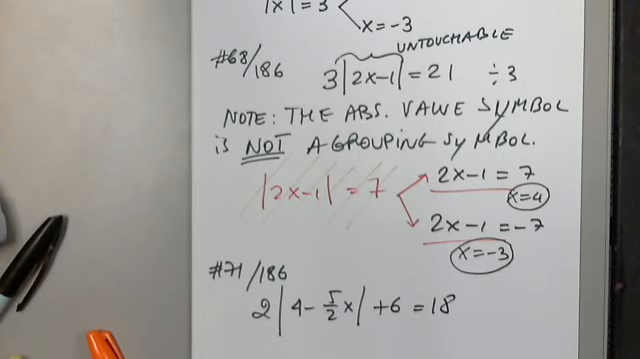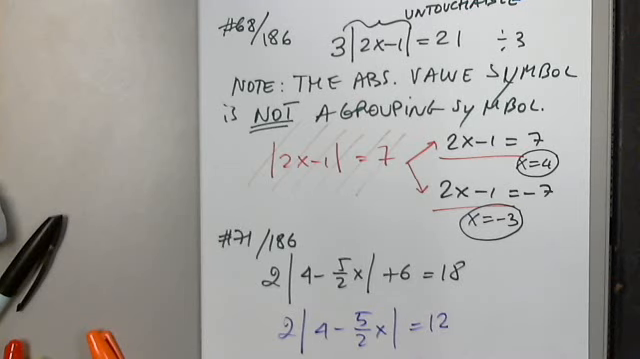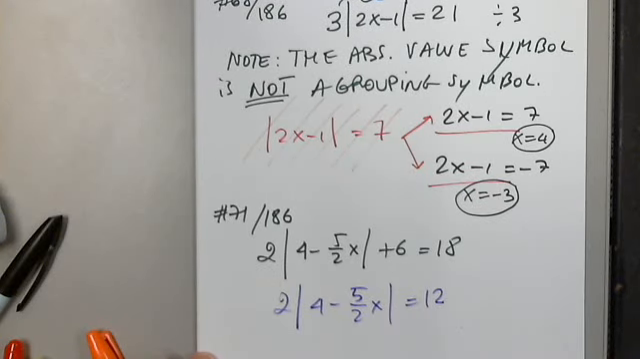What type of equation is this? Very good. Can I clean it up? Can I simplify it somehow? Perfect. What will be my first step towards simplifying it? Very good. So 2, the absolute value of 4 minus 5 halves x equals 12. Perfect. Can I still simplify it?